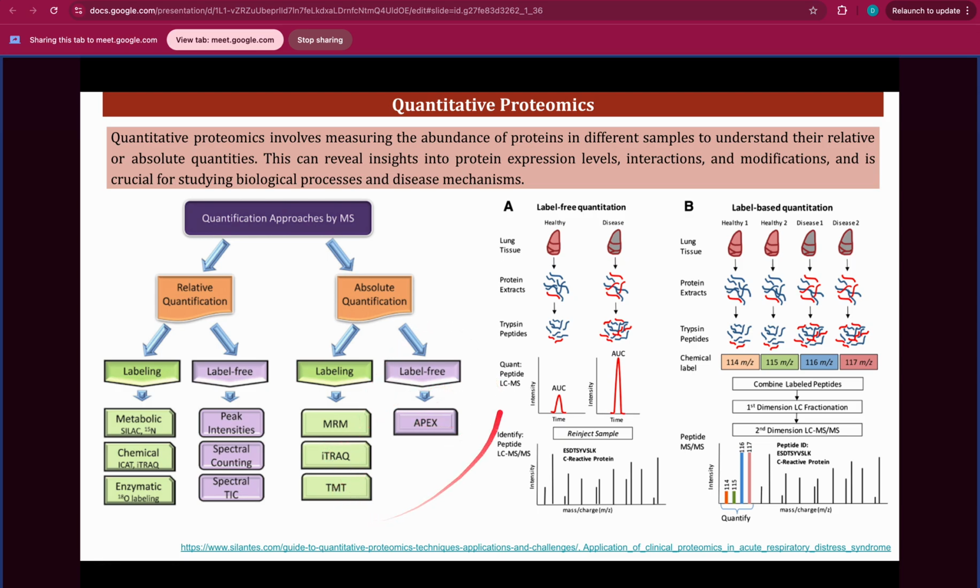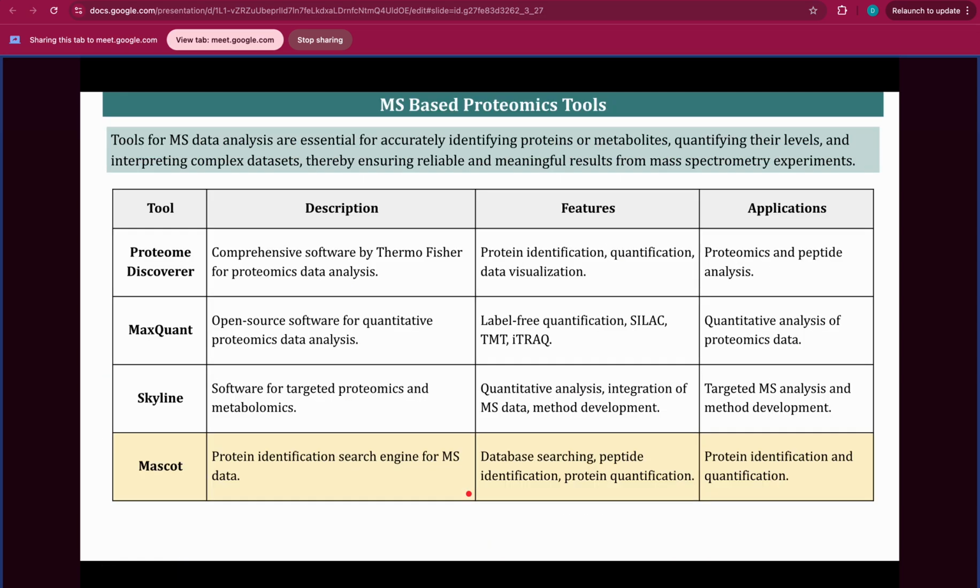So this is a quite detailed table, but you don't have to go into the detailed flowchart. You just have to take the idea of why you go for the label based analysis. So what are the different labels which can be used? This is all about this slide.